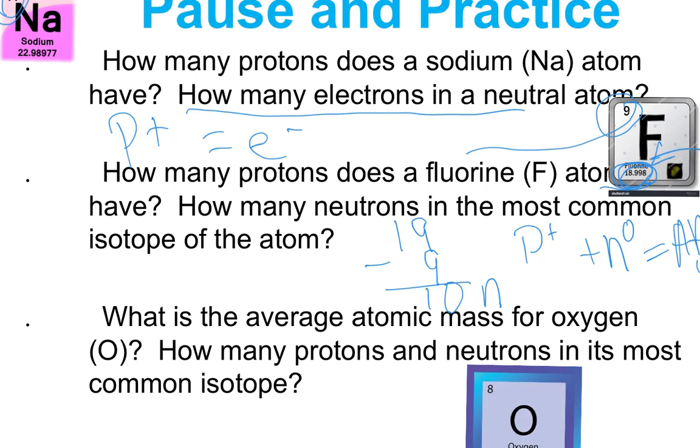The average atomic mass for oxygen is right here at the bottom, 15.999. And we say 15.999 because it's wanting its average atomic mass, which is the number that's printed on the periodic table. Here's its atomic number of oxygen. So oxygen has 8 protons.